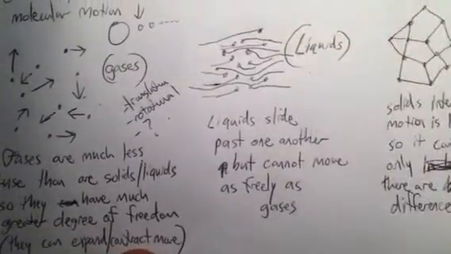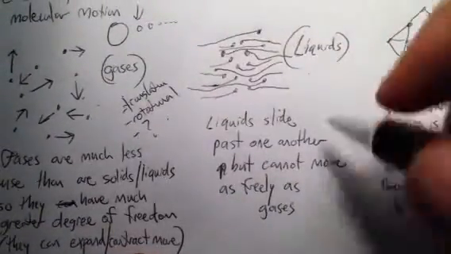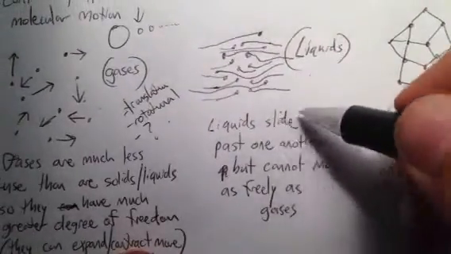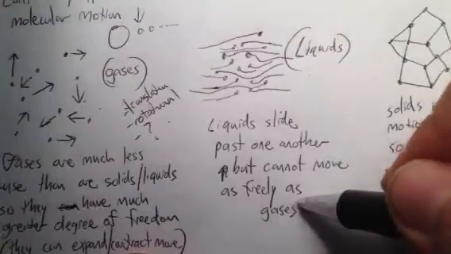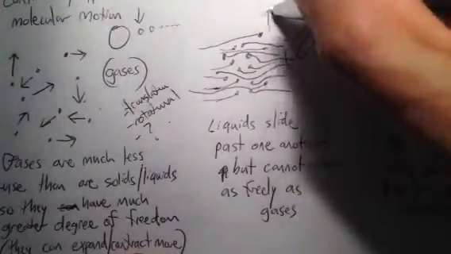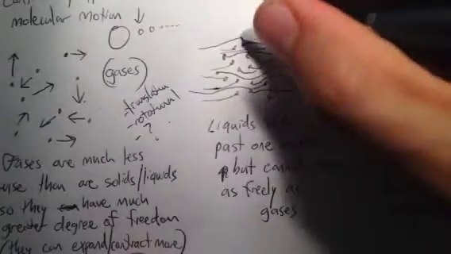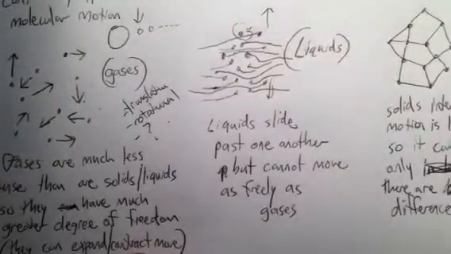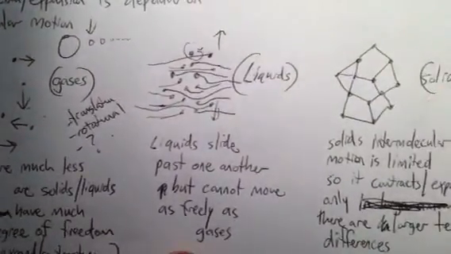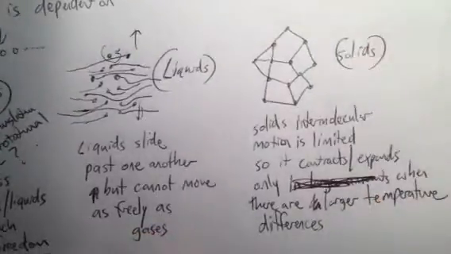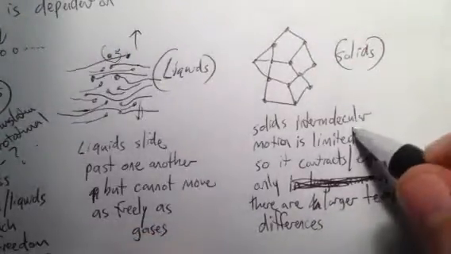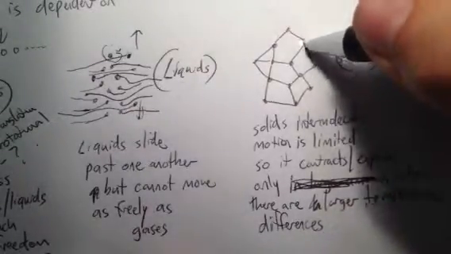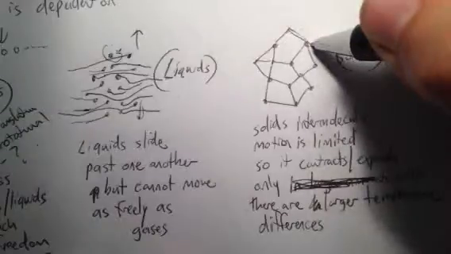Liquids, they sort of slide past each other like these little, looks like some type of cell. I'm not going to mention what type of cell that looks like. Liquids slide past one another but can't move as freely as gases. They have limited motion. They can't go this way or this way. And a lot of times maybe they just spin around on their axis too. That's rotational motion. With solids, the expansion and contraction is very, very limited. They have very limited intermolecular motion because they form the crystalline structure. The bonds between them are really, really strong.